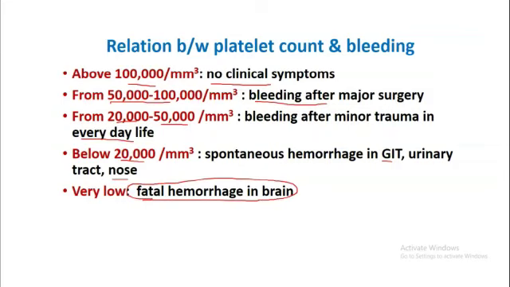I hope everyone understood the practical of bleeding time via Duke's method.